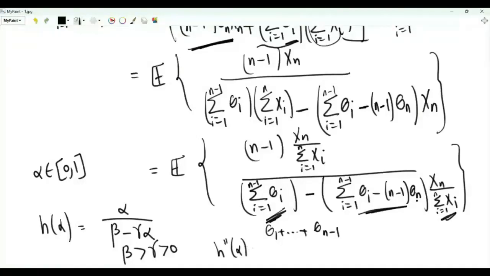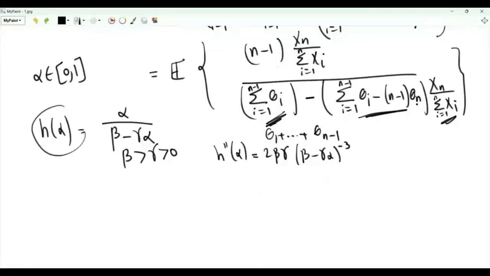The second derivative of function h is 2 beta gamma times (beta minus gamma alpha) to the power minus 3. The second derivative is positive. Our function here is also a convex function. We apply the same trick again. Note that if we replace xn by x1 or x2 or any of these random variables, the expectation remains the same because they are i.i.d.